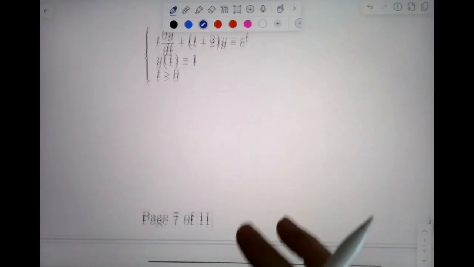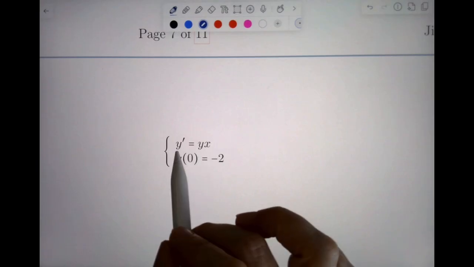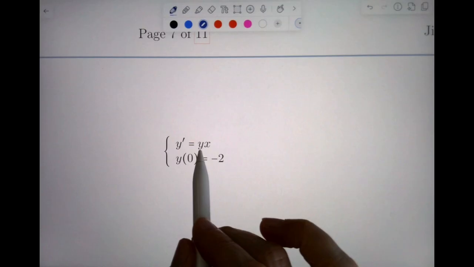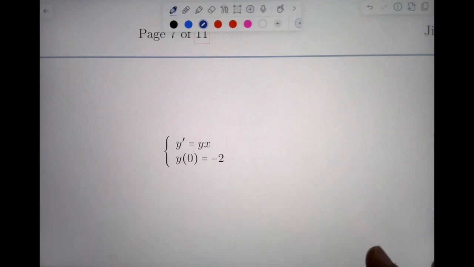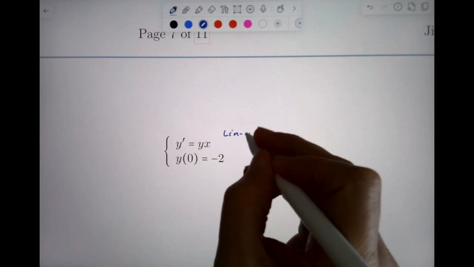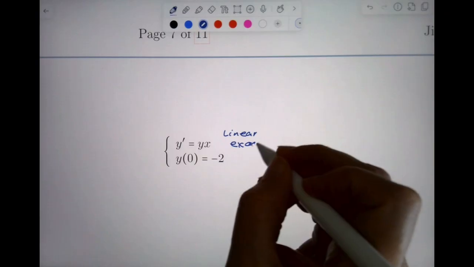So these two are linear, and then I move on to this one, a term that only has y and a term that only has y prime. But also you can see that it's y prime equal to a function of y only times a function of x only. Maybe simplest possible one. So it's both linear and exact.